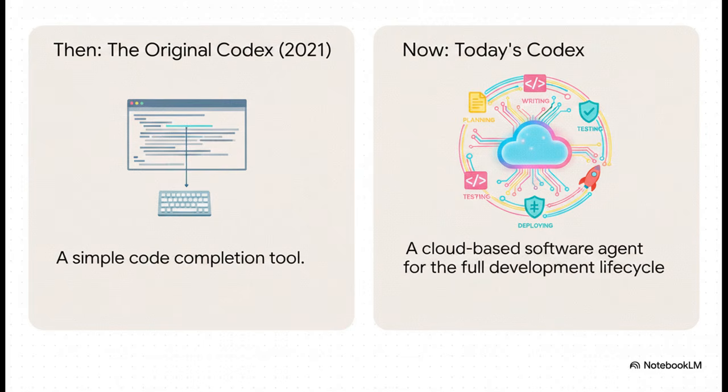Today's Codex, it's a full-blown, cloud-based AI software engineering agent. It doesn't just suggest the next line of code, it can manage the entire development lifecycle all on its own, working in the background in its own secure environment.